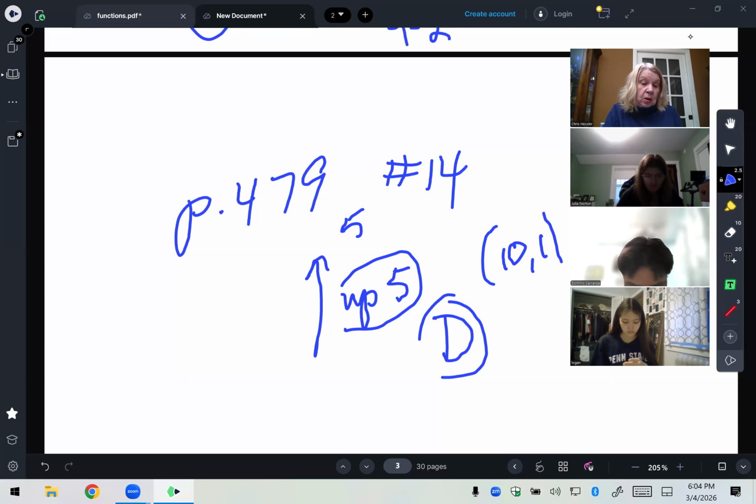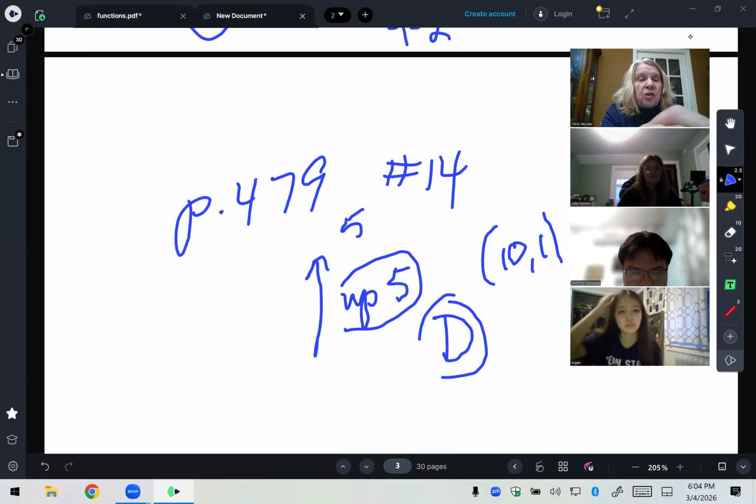And another good bit of news is on the next page of the packet.